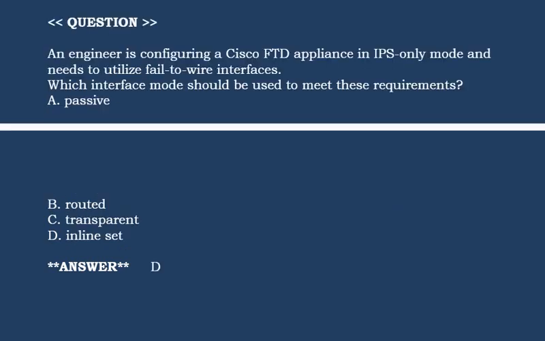Next question is: an engineer is configuring a Cisco FTD appliance in IPS only mode and needs to utilize fail to wire interfaces. Which interface mode should be used to meet these requirements? Option A, passive. Option B, routed. Option C, transparent. Option D, inline set. Correct answer is option D.